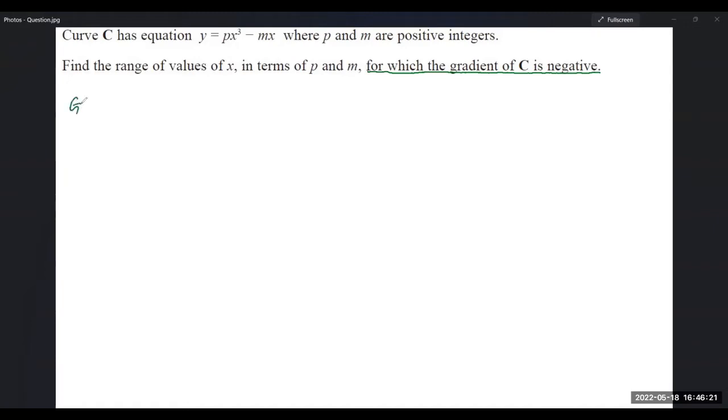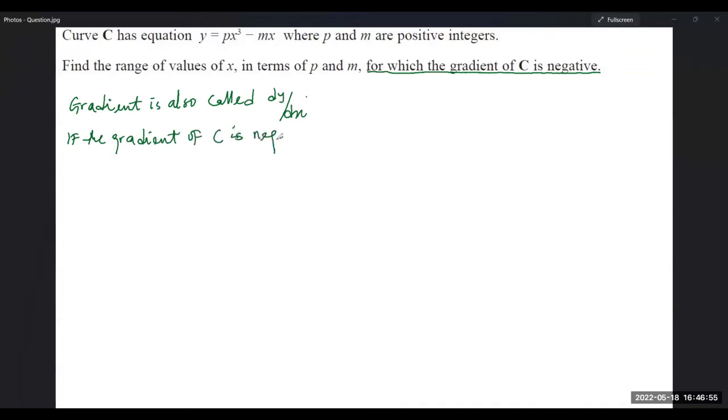Gradient is also called dy over dx. If the gradient of c is negative, then dy over dx is less than 0.